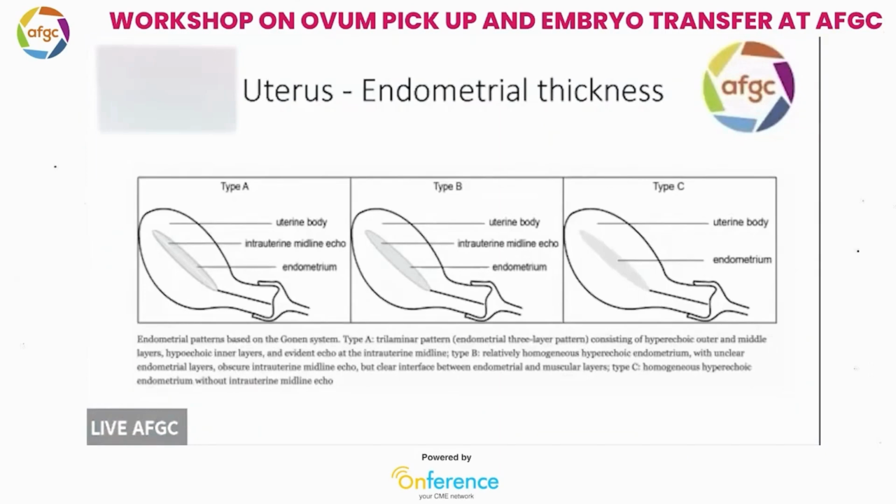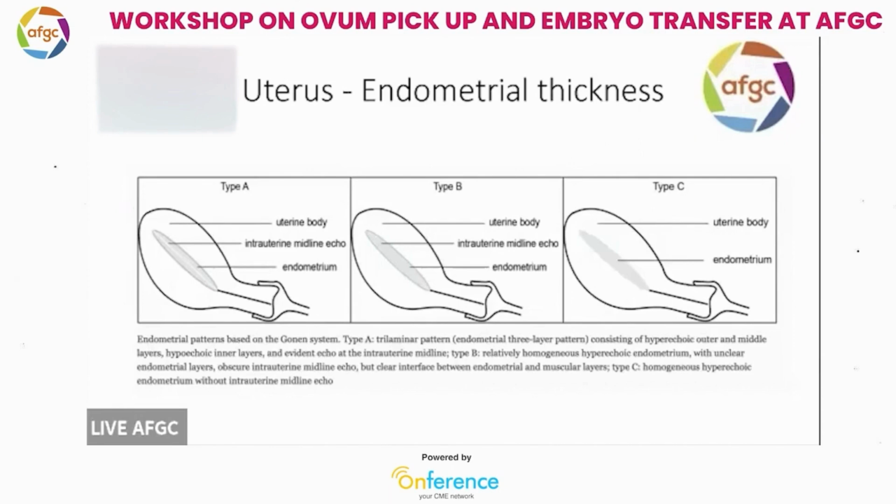So the gradation of the endometrium is also very important. It is divided into type A, type B and type C. Type A is where you have an intrauterine midline and it is a very clear triple layer. Type B is where it has become a little irregular, and type C is where it has become homogeneous hyperechoic with no intervening line between the two layers.